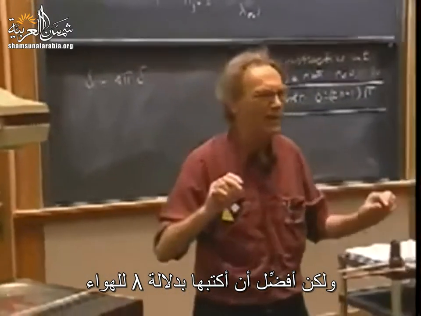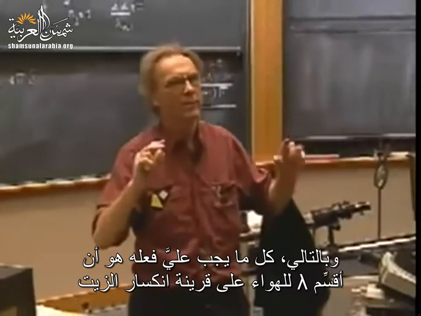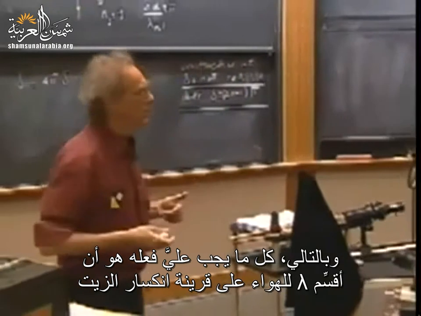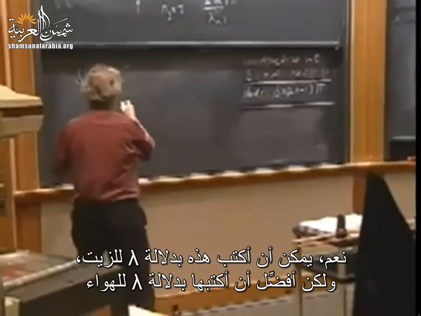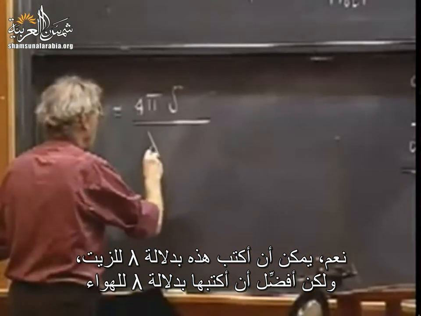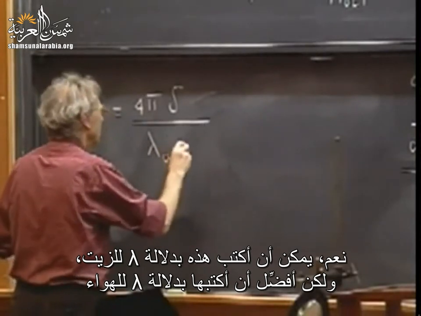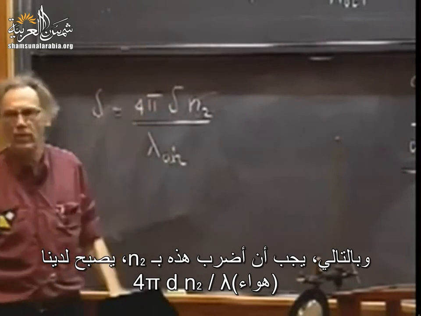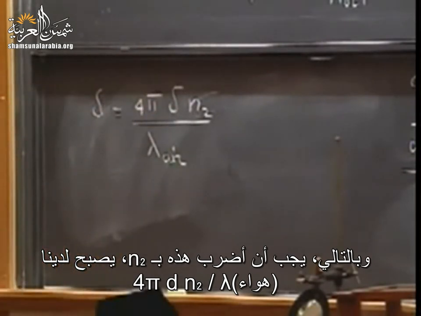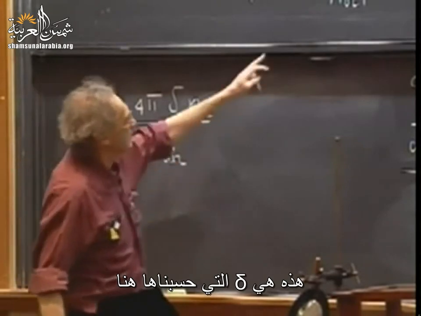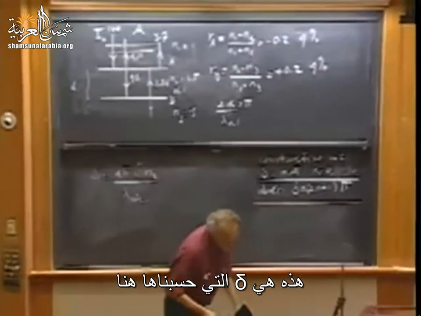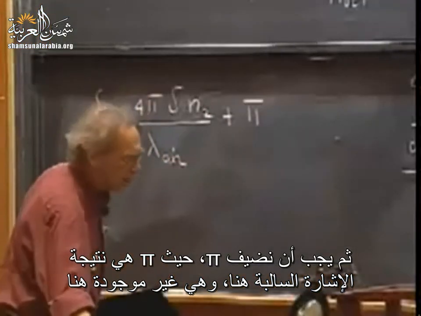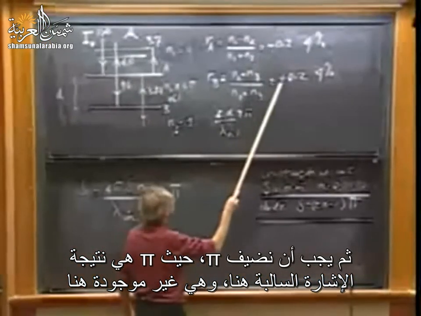I prefer to write it as lambda air, and then all I have to do, of course, is divide the lambda air by the index of refraction of oil. And so, yes, I could have written lambda oil here, but I prefer to write here lambda air, and then all I have to do is multiply this by N2. Yeah, that is that 1.5. It's the same thing. And so this is then the delta that we calculated from here, and then we have to add pi. And the pi then is the consequence of this minus sign here, which you don't see here.